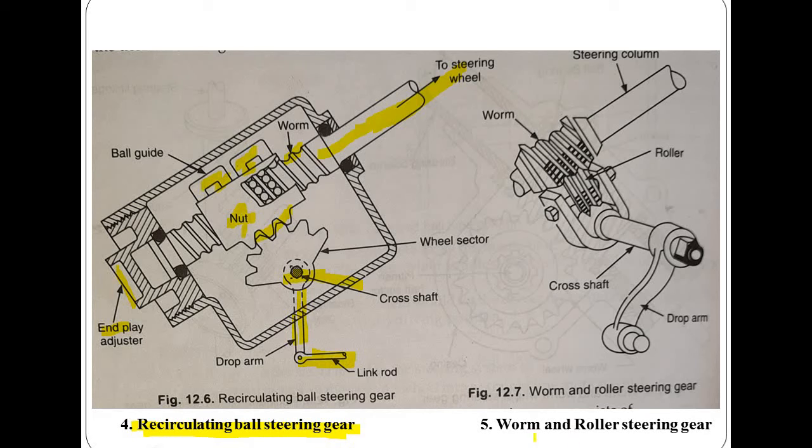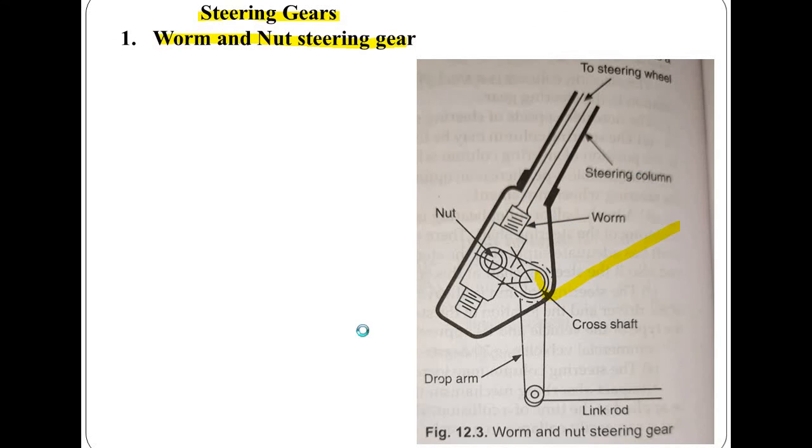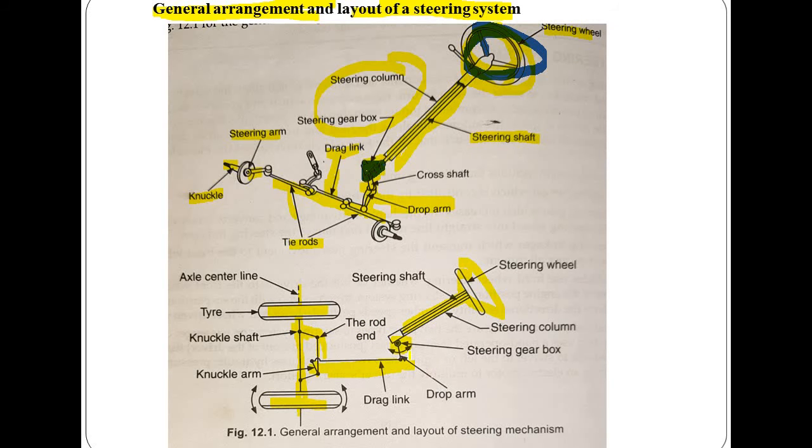So next is the worm and roller steering gear. I will tell the various units. This is the steering column, in which the steering shaft is rotated through the movement of the steering wheel. Here is the worm, where rollers are existing. This is the cross shaft, and this is the drop arm. If we compare it with the previous diagram, see, this is the drop arm, and here is the steering gear box.